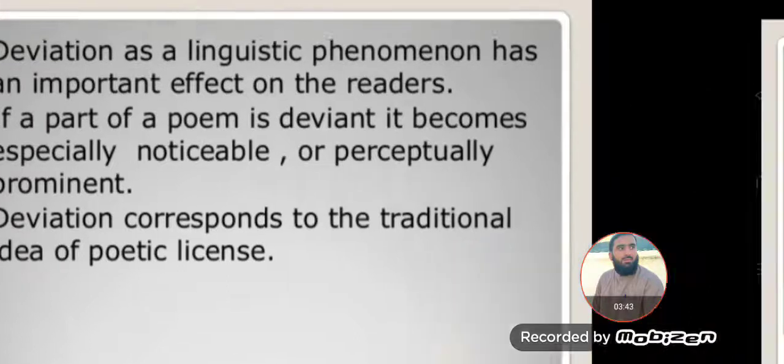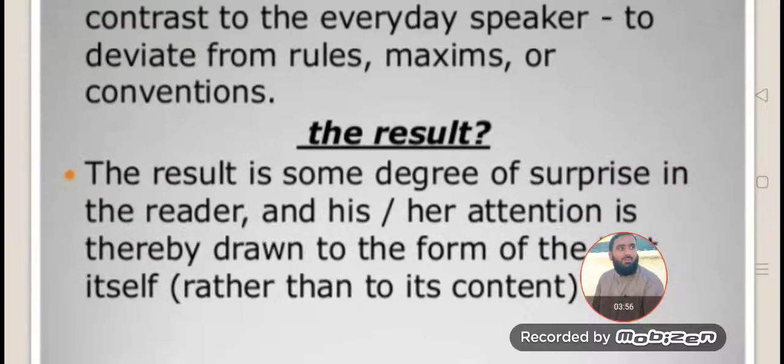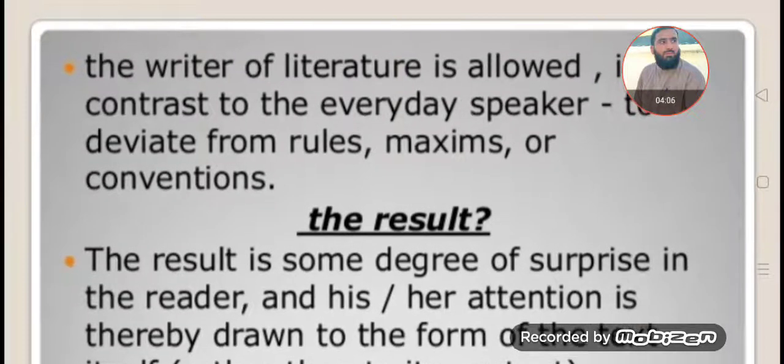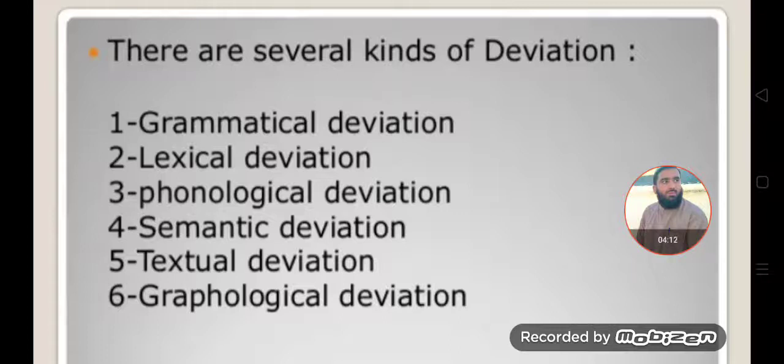The writer of literature is allowed, in contrast to the everyday speaker, to deviate from rules, maxims, or conventions. So what will be the result? The result is some degree of surprise in the reader, and his or her attention is thereby drawn to the form of the text itself rather than to its context. There are several kinds of deviation, like types of deviation. Firstly, grammatical deviation, lexical deviation, phonological deviation, semantic deviation, textual deviation, and graphological deviation. So these are the different types of deviations.